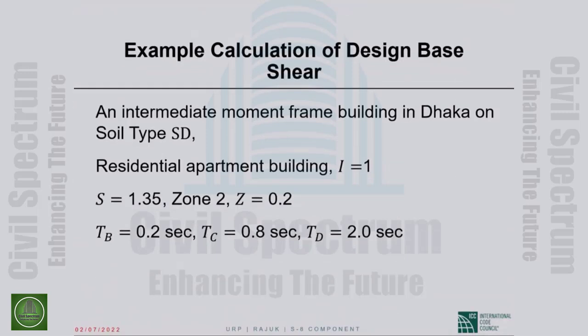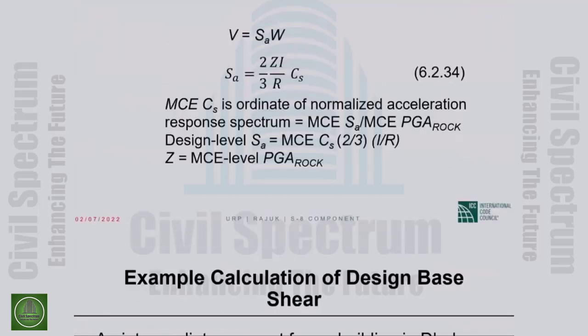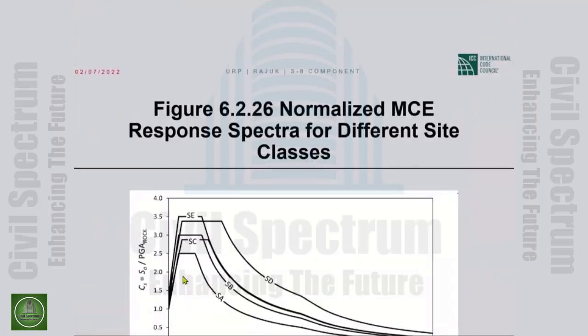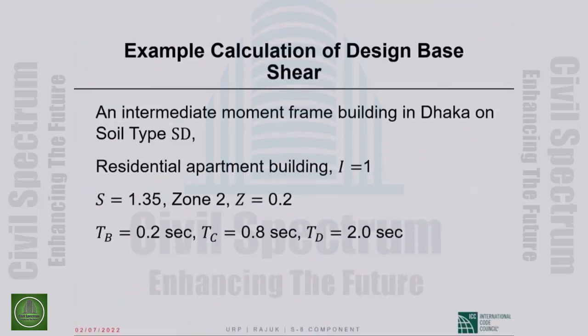We will run some numbers. I think this is the best way to get anything across. So an intermediate moment frame building in Dhaka on soil type SD. Residential apartment building, we will take I equal to 1. S is 1.35 for SD soil. Dhaka is in zone 2. You have seen Z is 0.2.